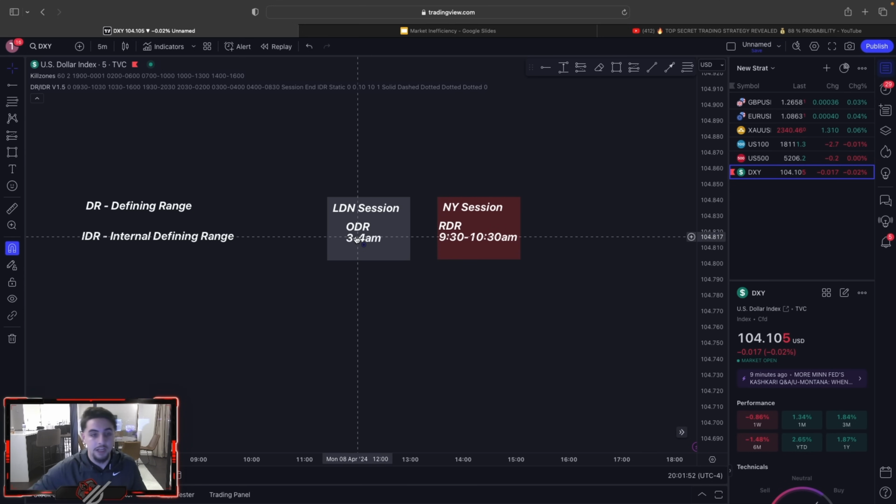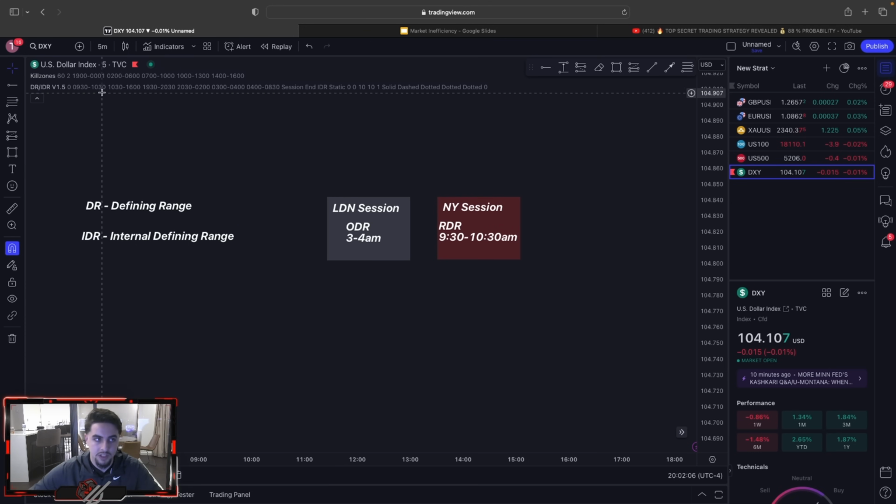Now, for the London session DR range, so the defining range, it occurs during the 3 to 4 a.m. window. Okay, this is the first hour of the London session open. We have to mark out this range. Rather than doing it manually, you can do it using an indicator.